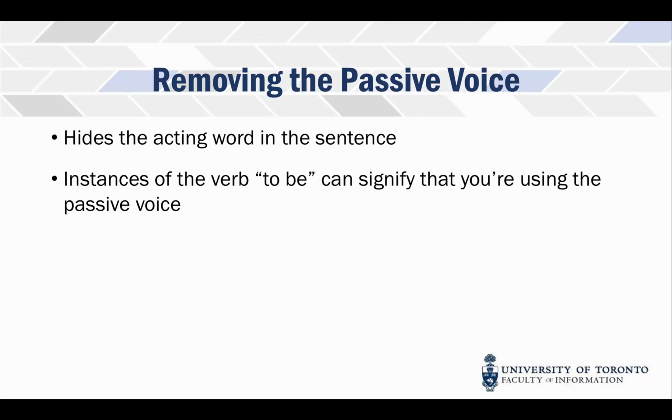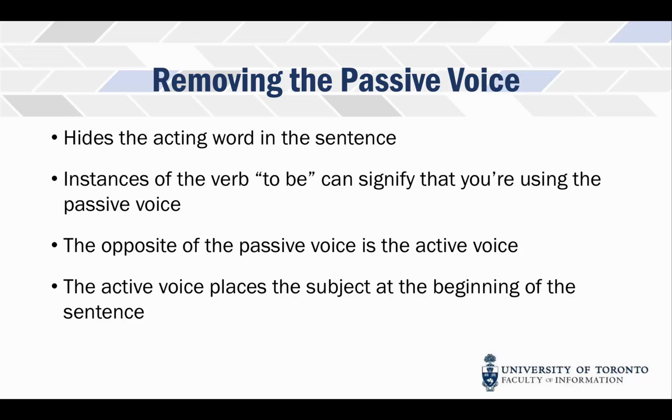Another symptom of weak sentence construction is the overuse of the passive voice. Passive voice is sometimes tricky to recognize because, like many examples of wordy or weak writing, there's nothing grammatically wrong with it. Passive voice involves hiding the acting word in a sentence after the action. Usually, when you find instances of the word to be in writing, you're dealing with the passive voice.